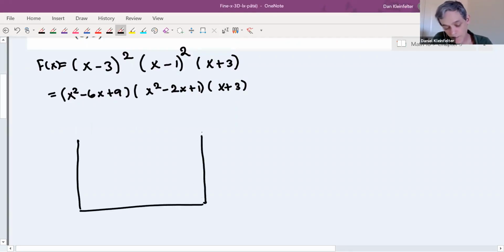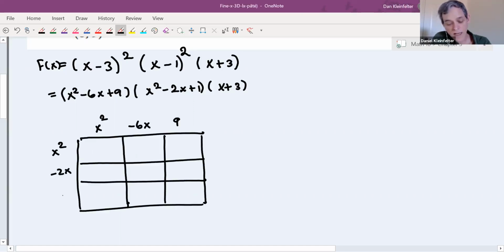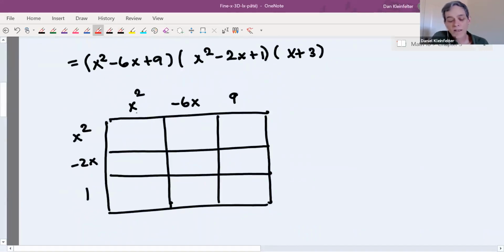So I'm going to make a rectangle and divide it into 3 rows and 3 columns. And then along the margins of the table, I'll put the terms for each polynomial. We'll have x squared, minus 6x, and 9 along one side, and x squared, minus 2x, and 1 along the other.